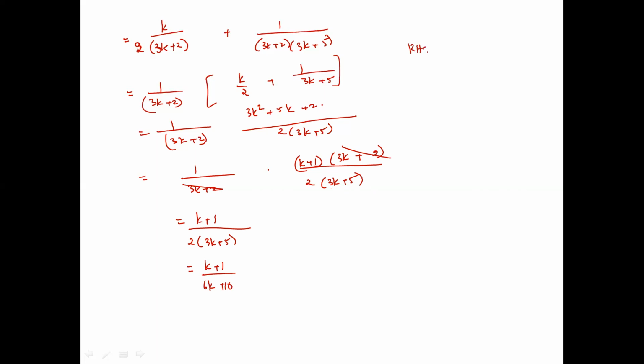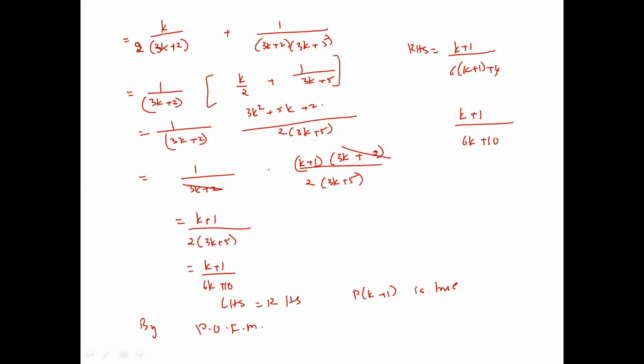I will see the right hand side, putting n as k plus 1: (k plus 1) by 6 into (k plus 1) plus 4. That is, I have (k plus 1) by (6k plus 10). Both the right hand side and the left hand side, I got the same answer. So I can say P of k plus 1 is true. And then I can say, by the principle of finite mathematical induction, P of n is also true for all n belonging to the set of naturals.